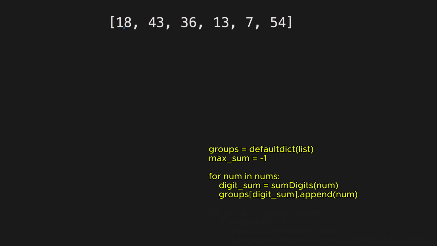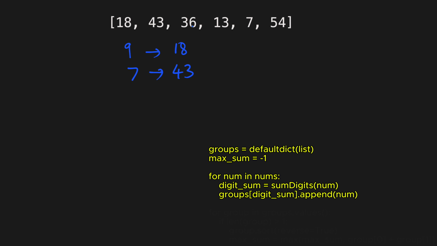For example, in this given array, the first number we see is 18 and the digit sum is 9. So we add 9 to the map and create a new group, which will be like a list of items, and add 18 to it. Then the next number we see is 43 with digit sum 7. So we create a new group with number 43 in it.